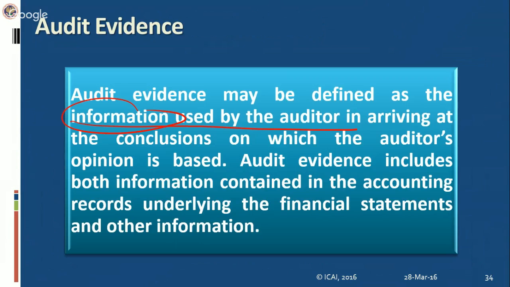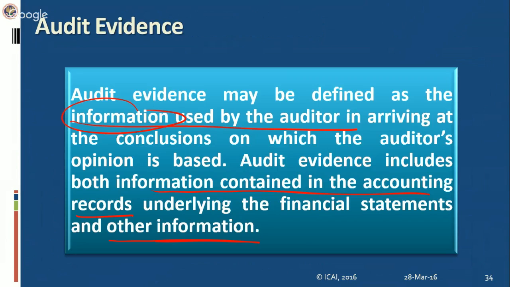So audit evidence, if I am talking of audit evidence, includes both information contained in the accounting records underlying the financial statements, and other information. There are two things which you need to remember so far as audit evidence is concerned. Moving further, students, audit evidence includes two things.